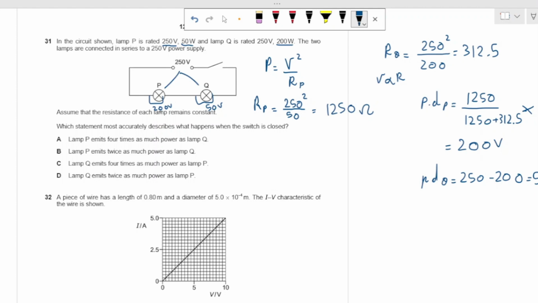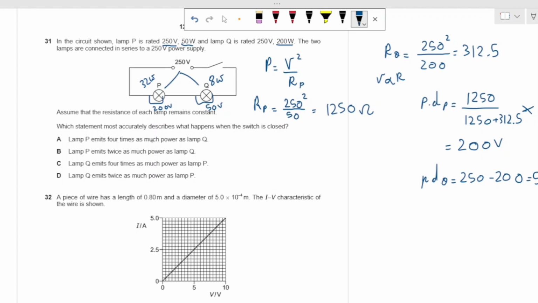If you now put the same formula into each of these, we can calculate the power for P. The power for P would be 200 volts squared over its resistance, which is 1250. We would get it as 32 watts. Similarly, if we would do it for Q, we would get 8 watts. And then they're asking us which statement most accurately describes what happens when the switch is closed.